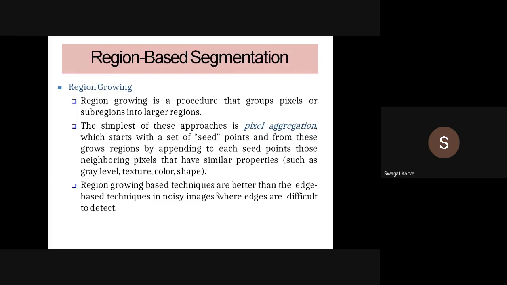We have to partition. If you want to divide an entire image into a number of sub regions, then you have to go for region based segmentation.